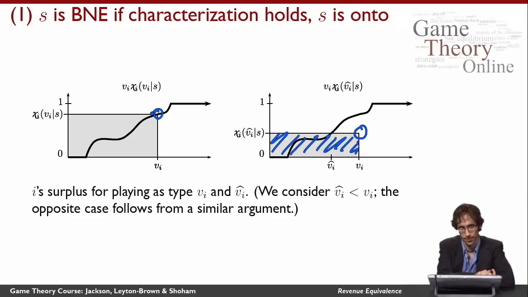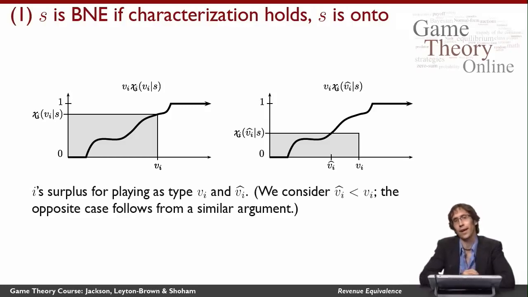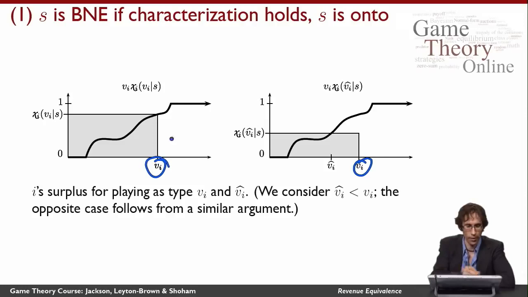That's fine. OK, so what we've seen so far is we've kind of learned how to look at these pictures. And we've seen that the area of these two rectangles is the expected utility that the agent gets for consuming the good. His true value, in both cases vi, multiplied by the allocation probability, which depends on whether he's reporting his true type or reporting some lower type v hat i. OK, well, so that was consuming the good.